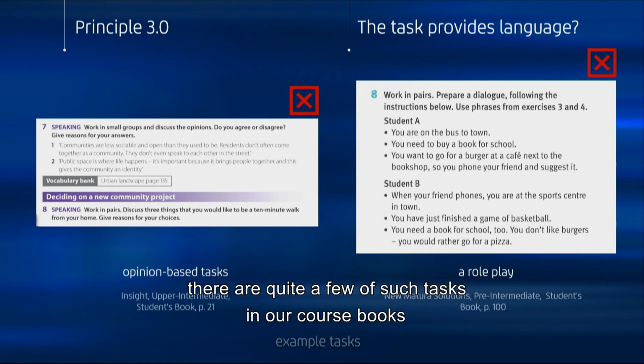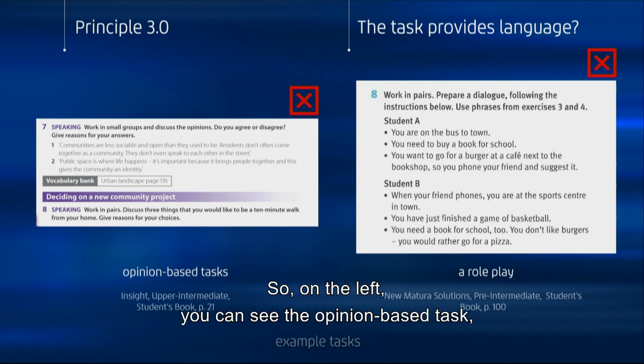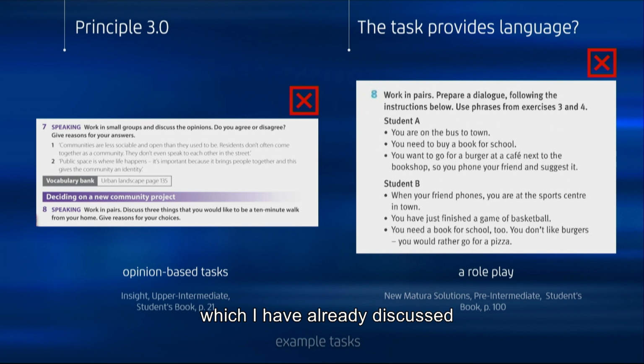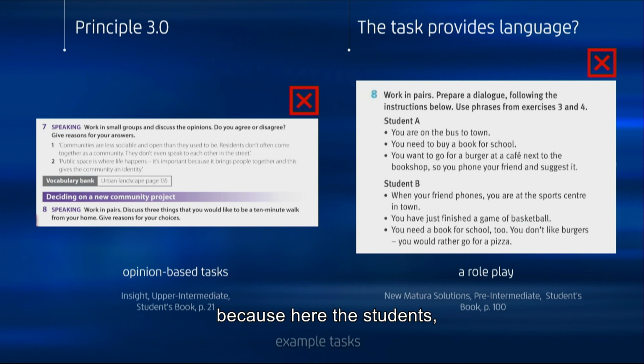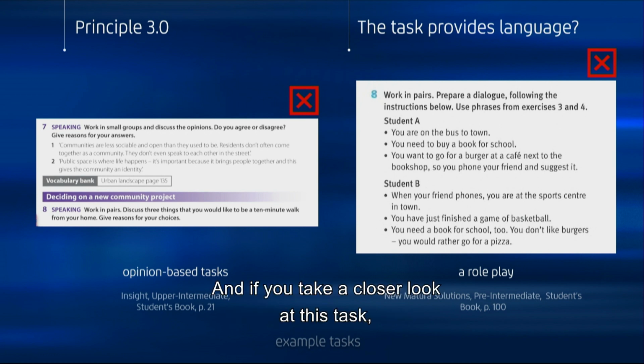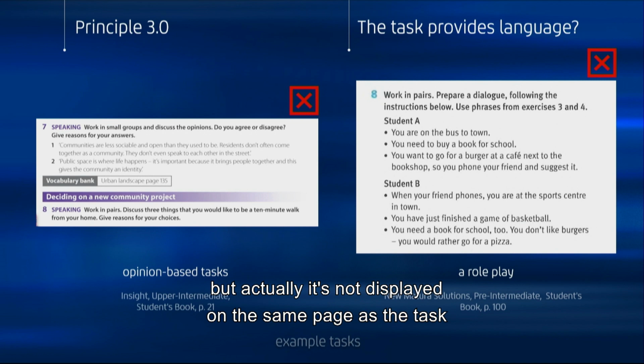And unfortunately, there are quite a few of such tasks in our course books that provide very little linguistic support to students. So on the left, you can see the opinion-based task, which I have already discussed, but I think it's a great example of not providing relevant language, because here the students get to discuss their opinions on a topic. And if you take a closer look at this task, they are referred to a vocabulary bank, which is situated at the end of the book. So the language is provided, but actually is not displayed on the same page as the task.